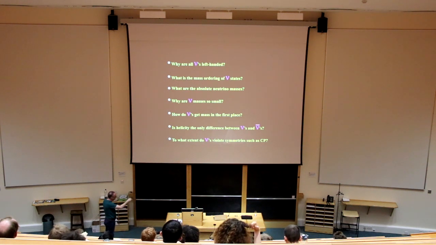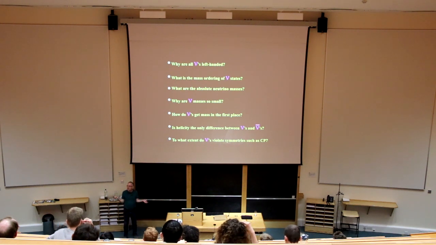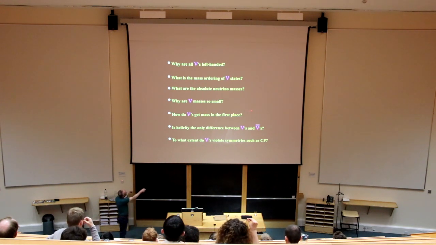Why are the masses so small? They are like 1,000,000 times smaller than the smallest mass anywhere else in the standard model, like 1,000,000 times smaller than the electron. So something's going on here. And how did they get mass in the first place?